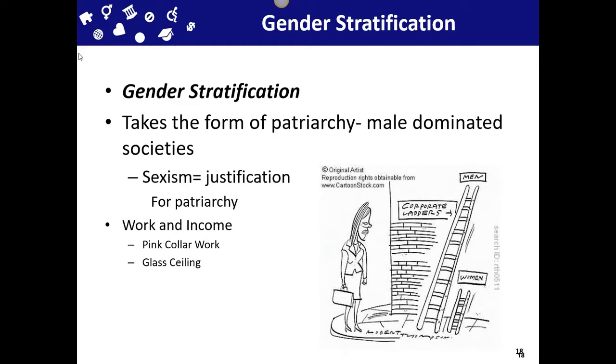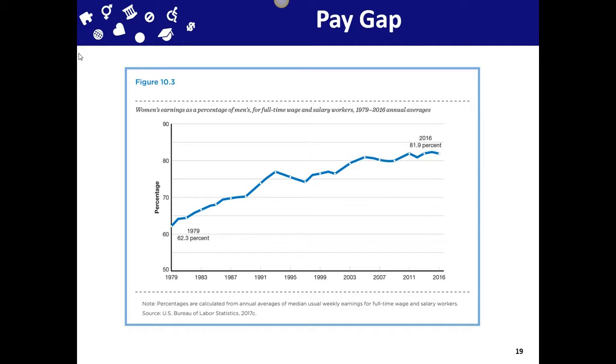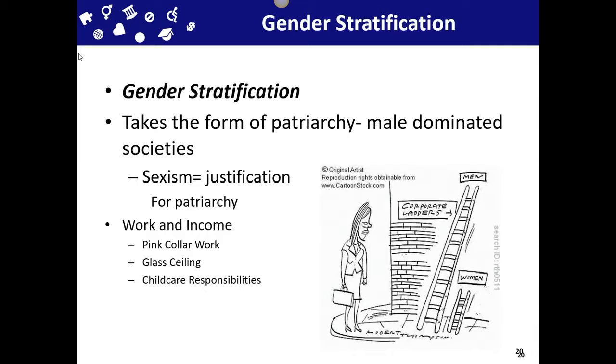Another explanation for inequality as it comes to work and income is the glass ceiling, referring to the discrimination that women face in the workplace. So, when we look at the wages that women earn compared to men, we see that women only make about 82 cents for every dollar that their male counterpart earns. And part of the explanation for this is the discrimination that women face in the workplace, whether it's subtle or overt.